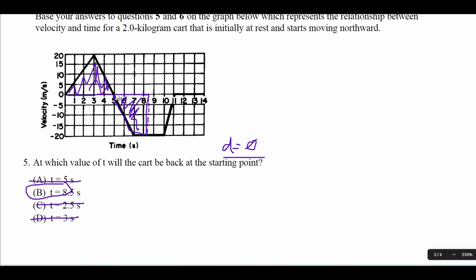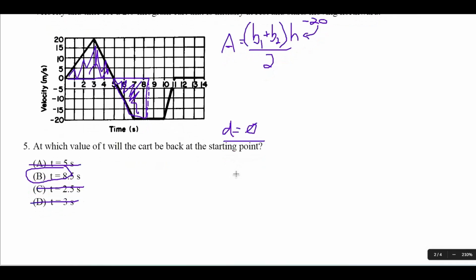And the reason for this is because when we do the area, the area of a trapezoid would be base 1 plus base 2. If you don't know the area of a trapezoid, that's fine. You could have just done the area of a triangle plus the area of the rectangle. But when you do this, the height of the trapezoid is going to be negative 20. So that's why the area will end up being negative, because the velocities are negative.